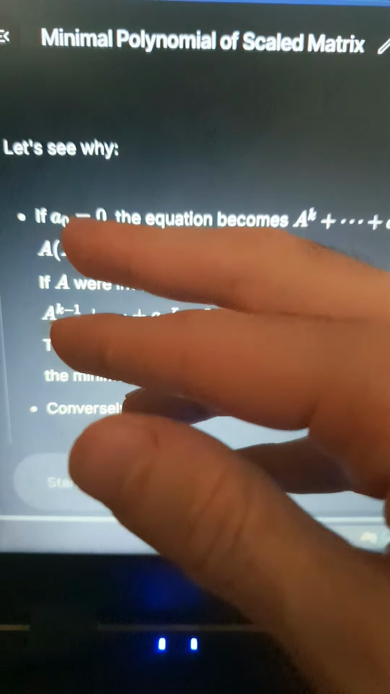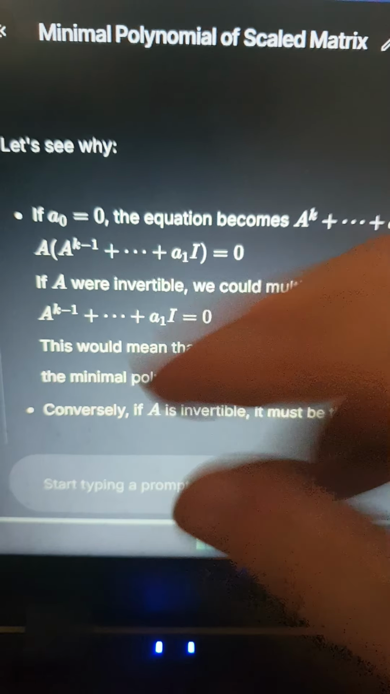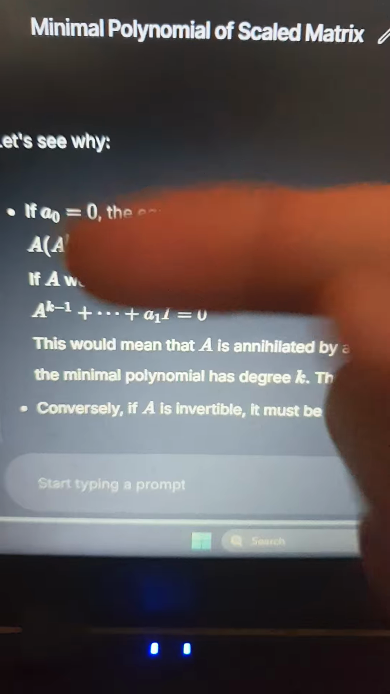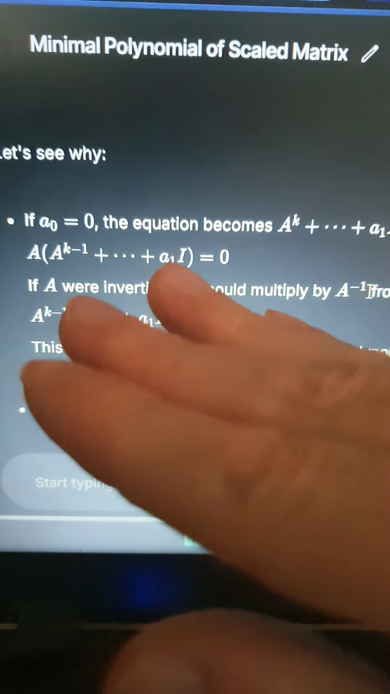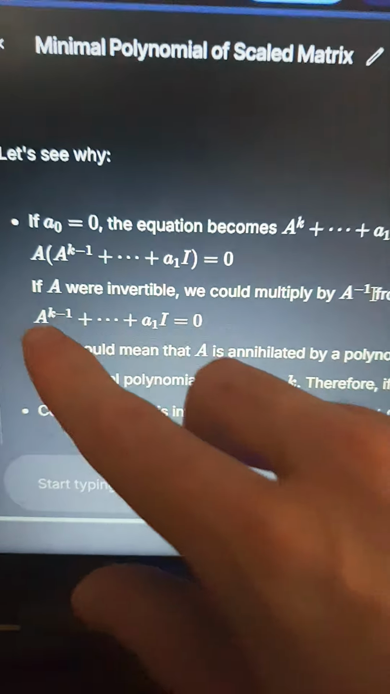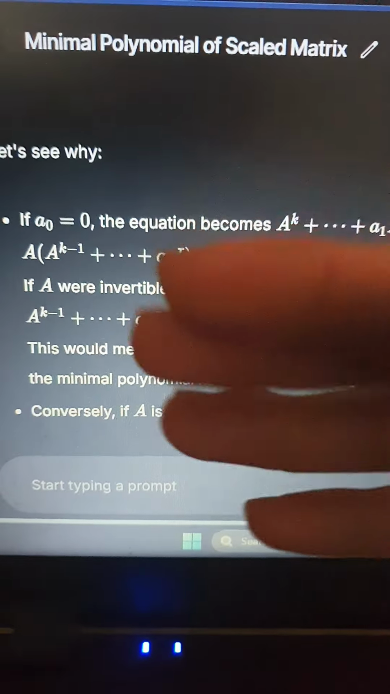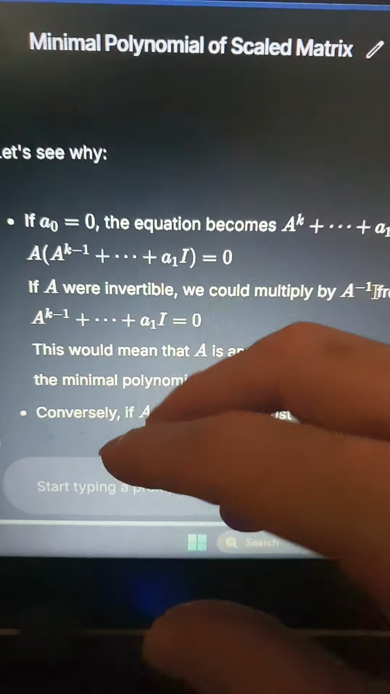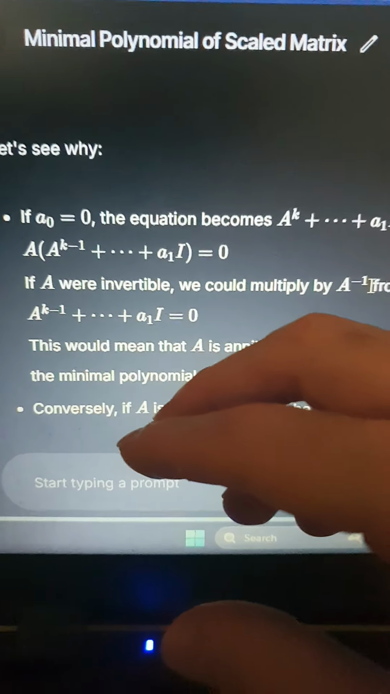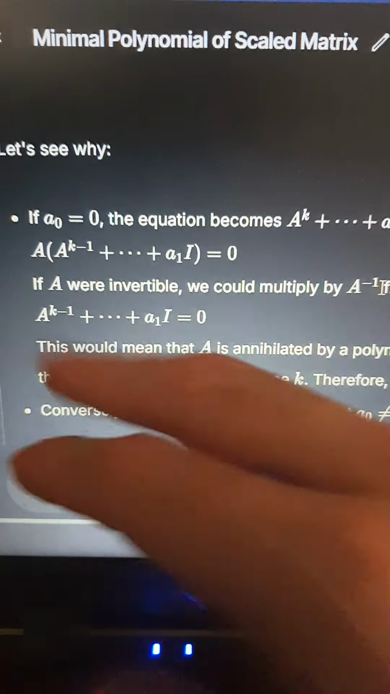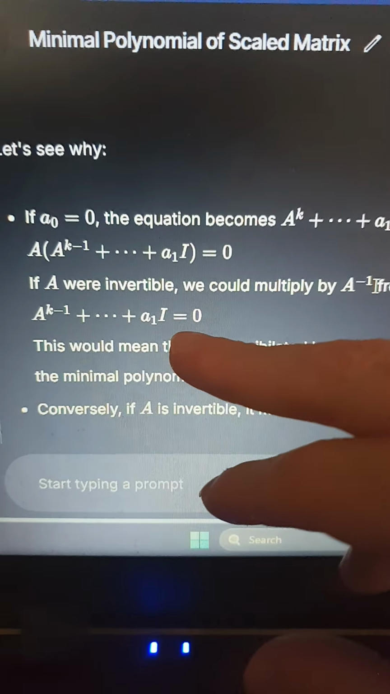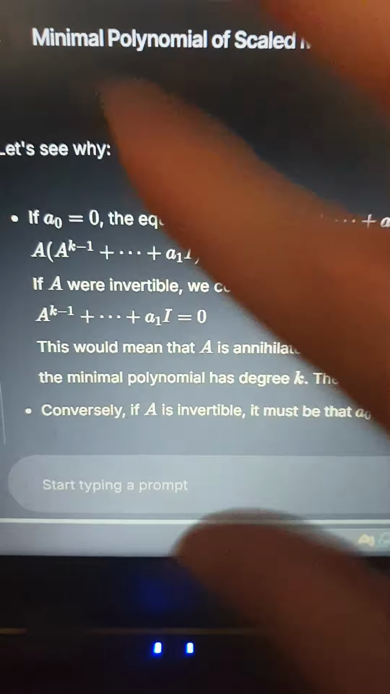So we got here that if we have a constant term which is 0 and we assume that the matrix is invertible, we get a polynomial of lesser degree than the minimal polynomial that annihilates the matrix, which contradicts the definition of minimal polynomial. Therefore, we conclude that if the constant term in the minimal polynomial is 0, the matrix cannot be invertible. And that's it.